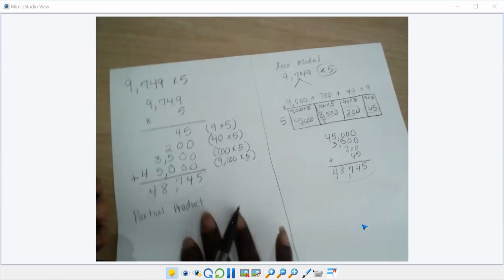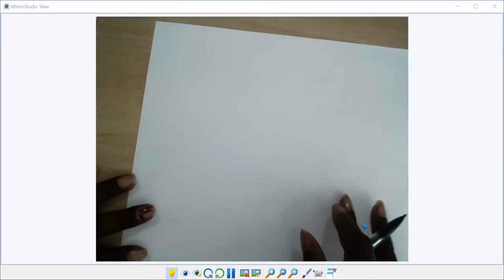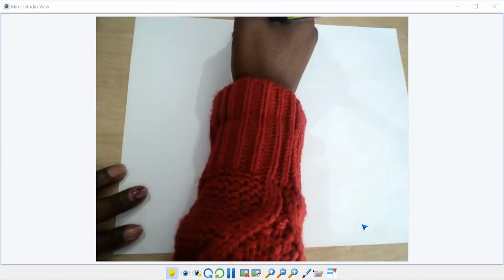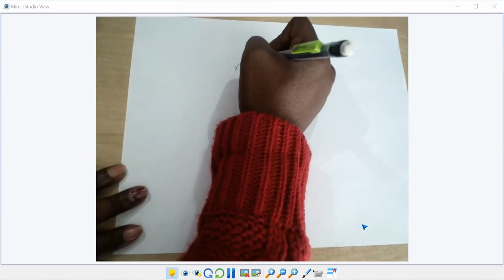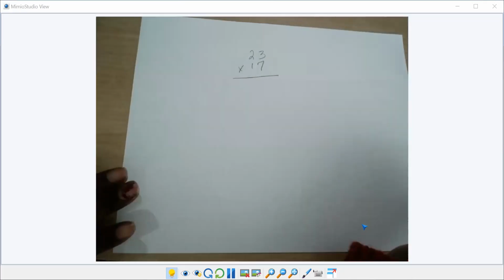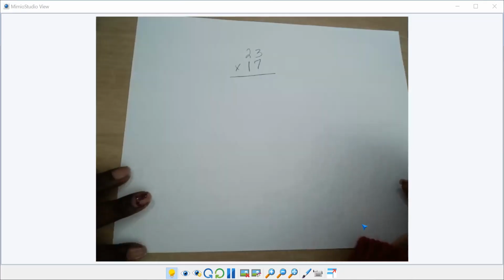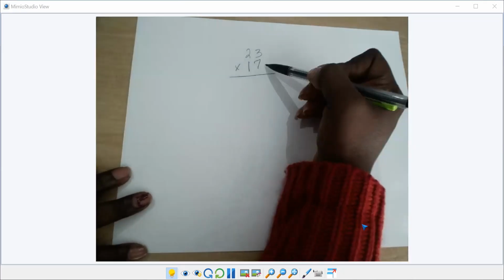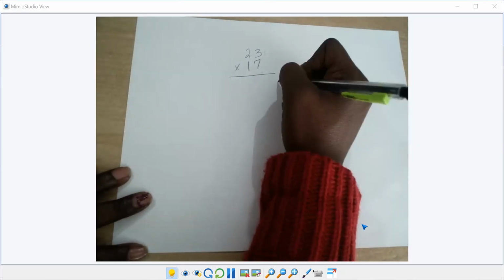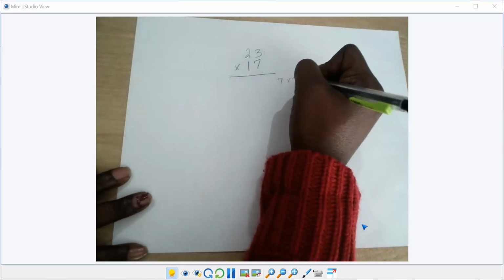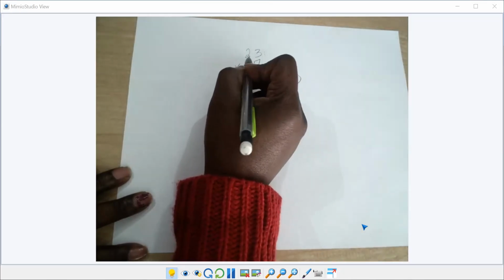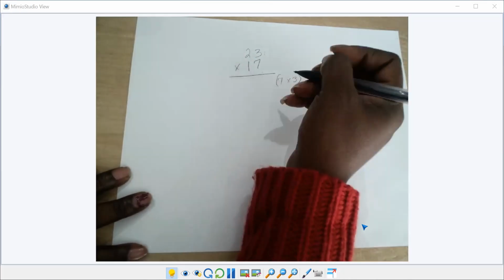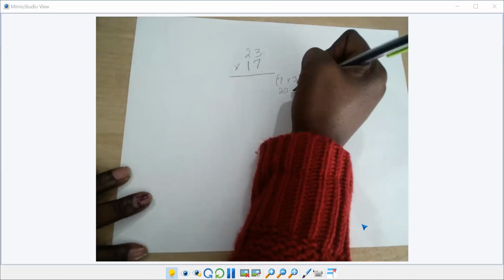All right, so on the back, I want to go ahead and show you all another problem, which is going to be 2 by 2, which is 23 times 17, and how to use partial product to solve that. So again, we start with our ones. We have 7 times 3 in our ones place. And then we have 7 times this 2, and it's 2 tens, so that's a 20. It would be 20 times 7.